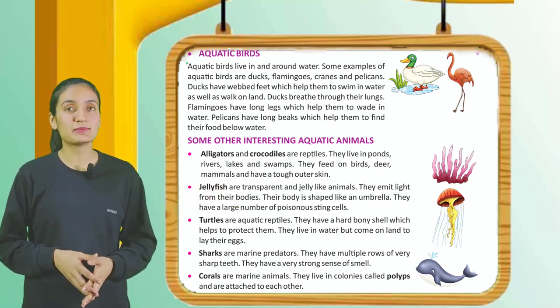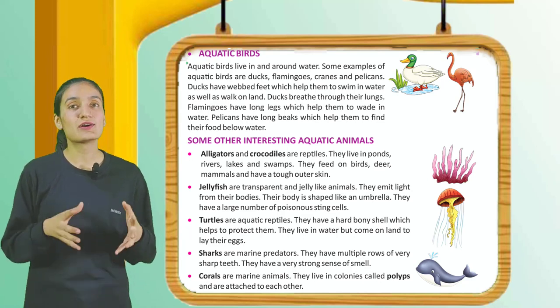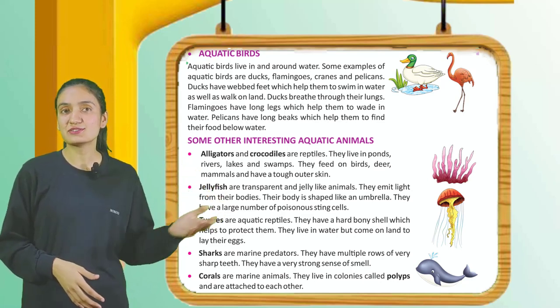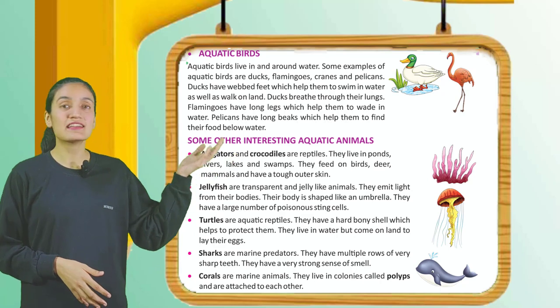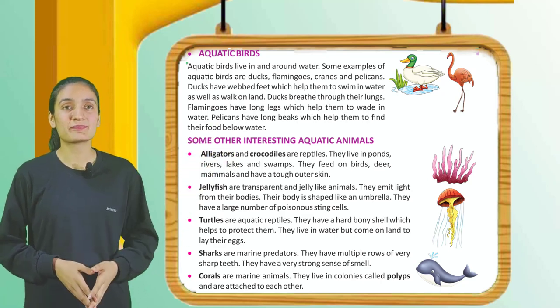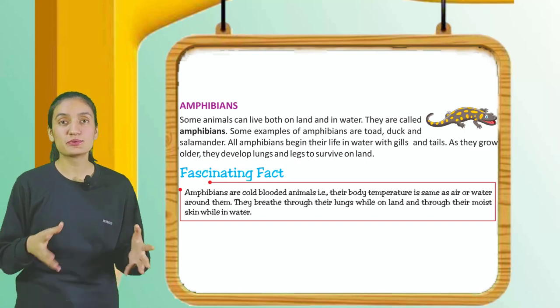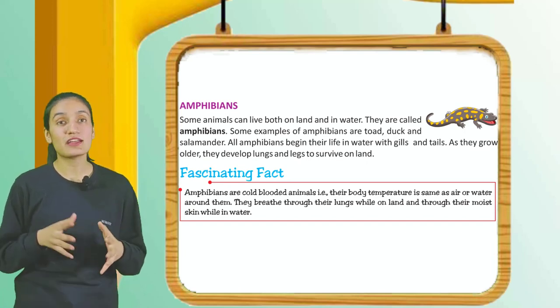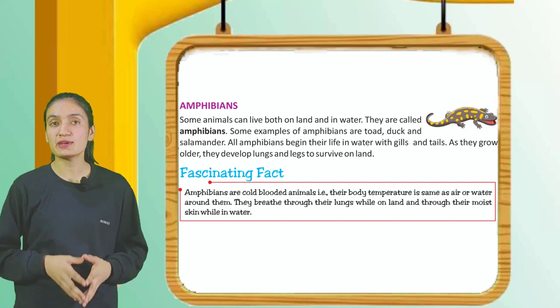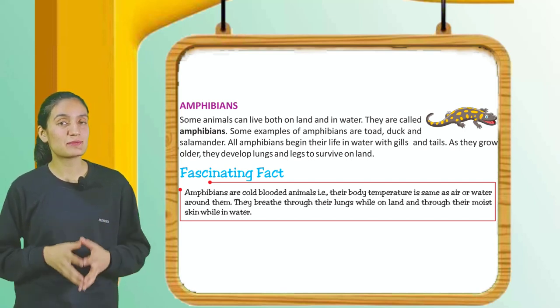Corals are marine animals. They live in colonies called polyps and are attached to each other. You can see some reptiles and corals. Now next is amphibians. Some animals can live both on land and in water. They are called amphibians. Some examples of amphibians are toad, frog, and salamander.